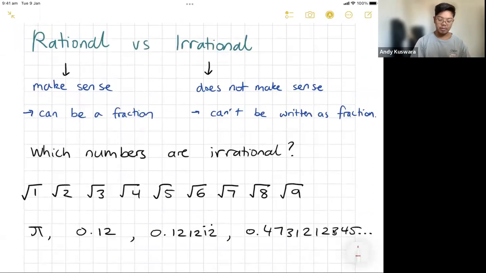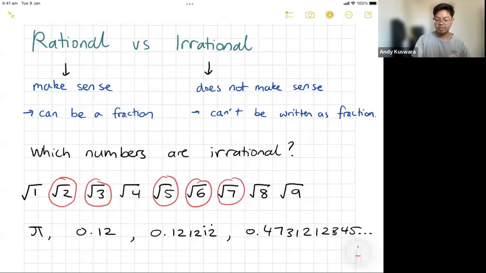Okay, so if we start with this one here, let's start nice and simple. Which numbers are irrational? So 1 is actually rational. Square root of 1 is rational. Square root of 2 is irrational. Square root of 3 is irrational. Square root of 4 is positive and negative 2, so that's fine. But root 5 is irrational. Root 6 is irrational. Root 7, root 8 is irrational. Root 9 is rational, makes sense because it's 3.